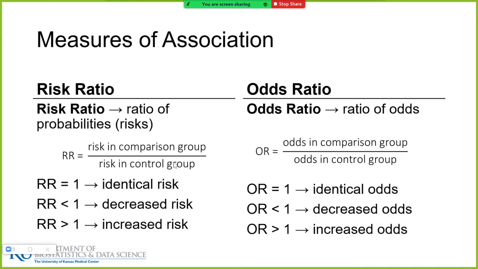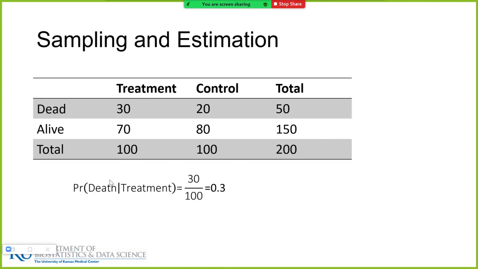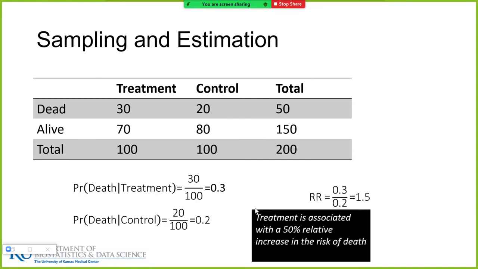Let me give you an example. In this case, the risk of death in the treatment group was 30%. The risk of death in the control group was 20%. The risk ratio is 1.5. I take the risk in the treated group and the risk in the control, and that gives me a 1.5. And the interpretation is how far away from 1 is this? Well, it's 0.5 or 50%. So the treatment is associated with a 50% relative increase in the risk of death.